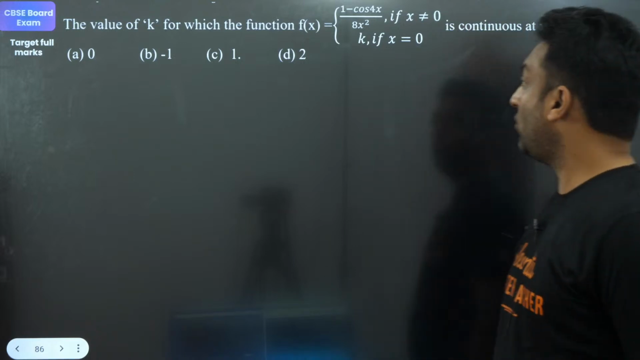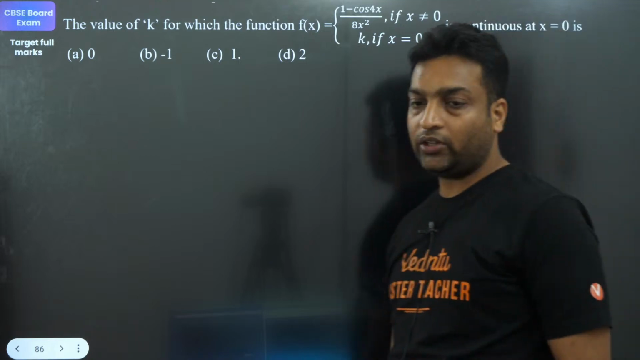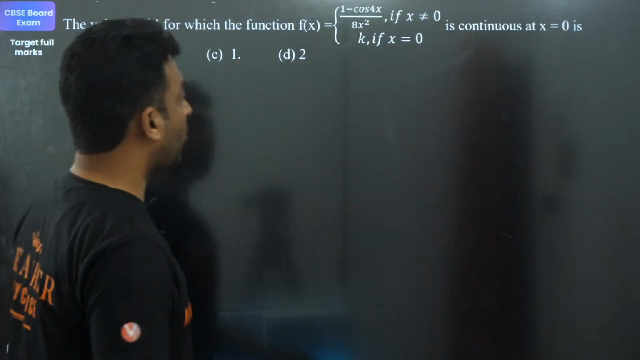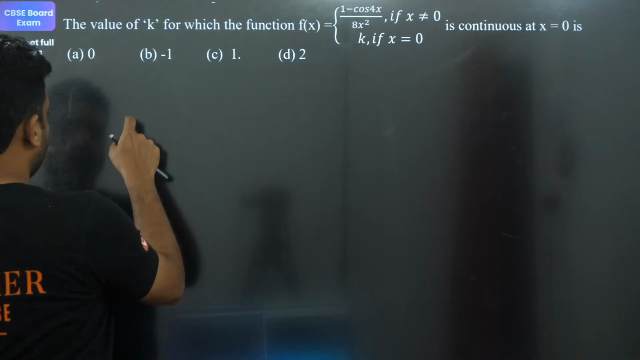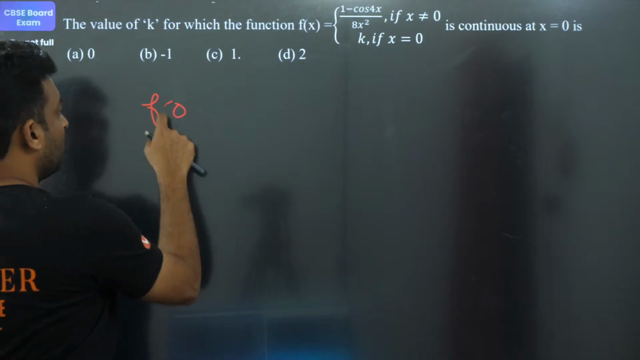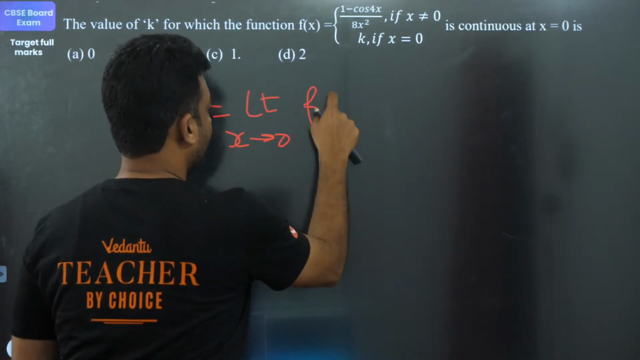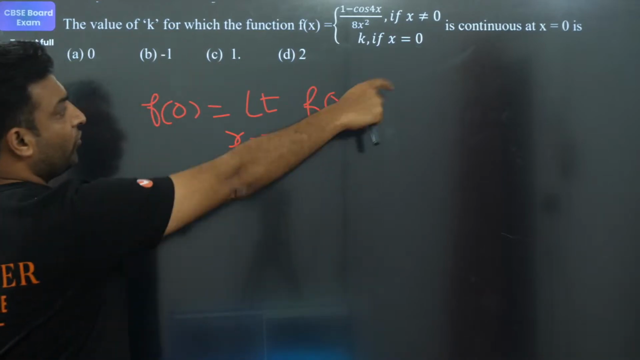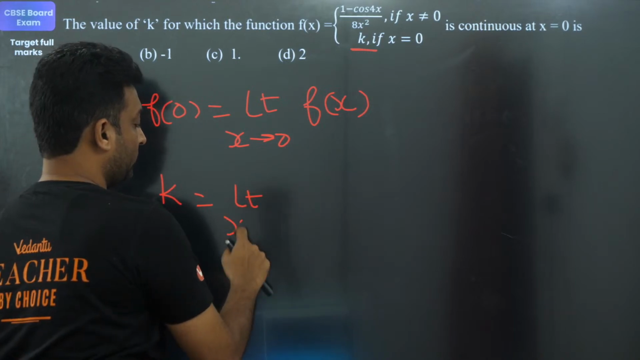Find the value of k for which this function is continuous at x equals to 0. For function to be continuous, f of 0 must be equal to limit x tending to 0 f of x. What is f of 0? 0 पर function की value है k. This must be equal to limiting value.